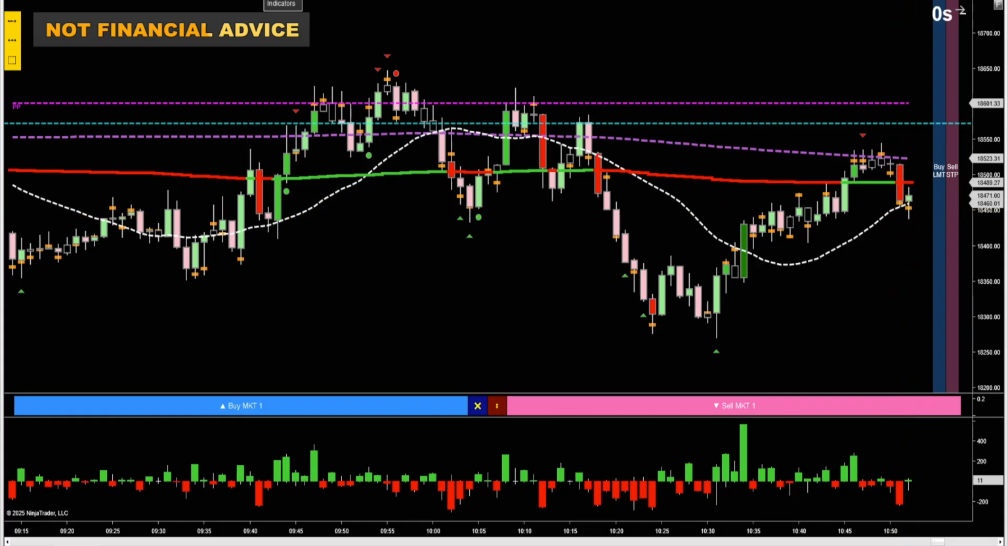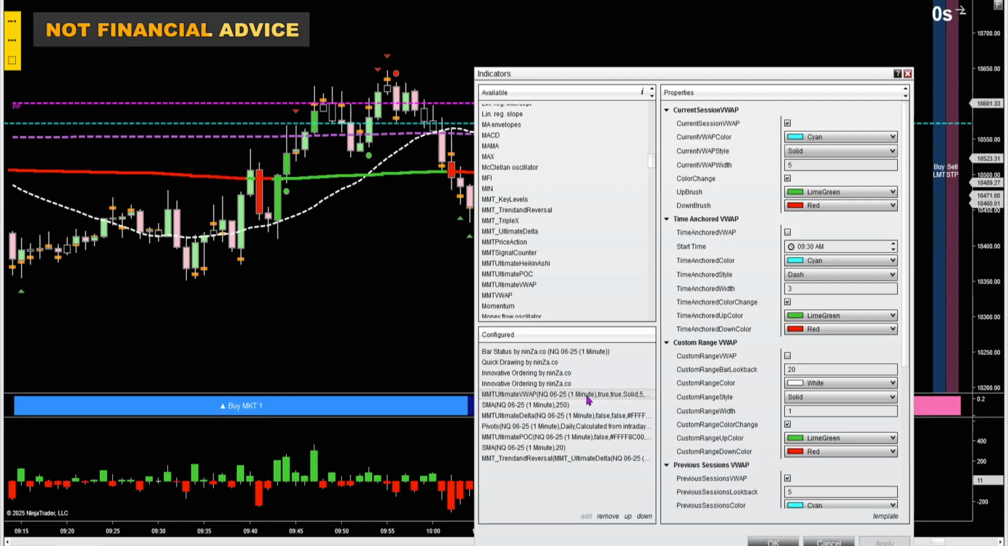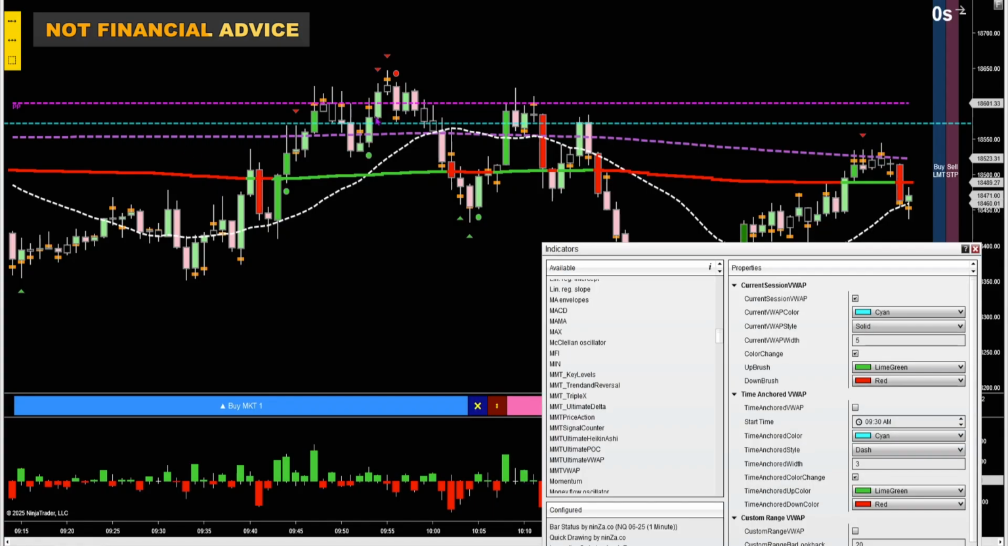So let me show you some of the settings real quick. I've got the MMT Ultimate VWAP with the current session VWAP activated, as well as previous sessions VWAP. It's this blue dashed line. You can see how many times this was honored this morning. We came right up to this level, bounced down quite a bit, had some other rejections along the way, on 6 or 7 other candles. Again over here.